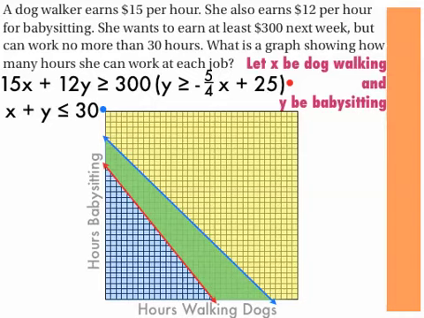One thing that I want to point out is that I've only included the first quadrant in this graph. The reason why is that it wouldn't make sense to have negative numbers in this situation. You cannot work negative hours at a job, at least these kinds of jobs, the dog walker and the babysitter. You're either working and making money or you're not working and not making money. There is no negative here. So that's why I've only graphed in the first quadrant for this problem.